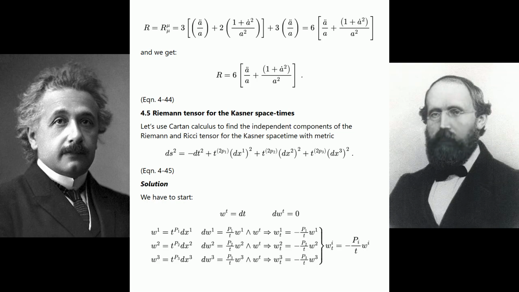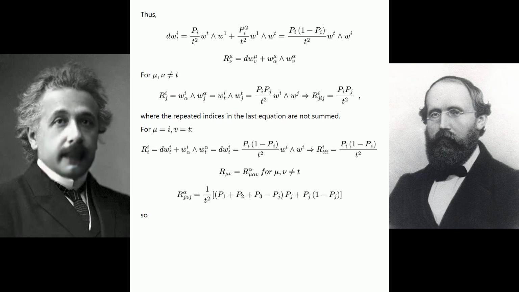4.5 Riemann tensor for the Kasner spacetimes. Let's use Cartan calculus to find the independent components of the Riemann and Ricci tensor for the Kasner spacetime with metric, equation 4-45. Solution: we have, to start, the following group of equations. Thus, see the equations. For mu, nu not equal to t, see the next equation, where the repeated indices in the last equation are not summed.